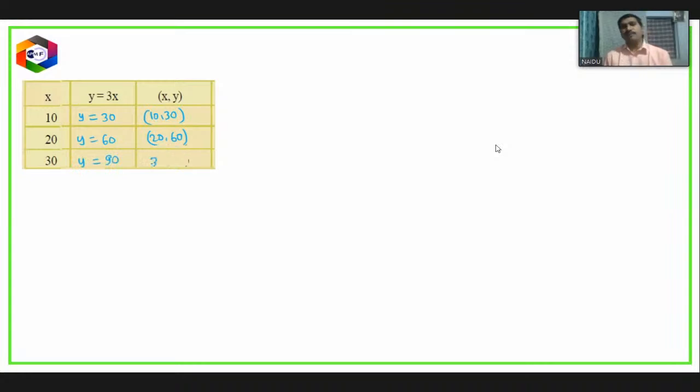So here we got 10 comma 30, 20 comma 60, and 30 comma 90. Now children, let us observe that x values are 10, 20, 30 and y values are 30, 60, 90. That means while drawing the graph, we should be very careful. 1 centimeter, 1 unit should not be taken. By seeing the data, we can easily analyze that 1 centimeter is 10 units is better on both x and y axis. So let us take the graph.